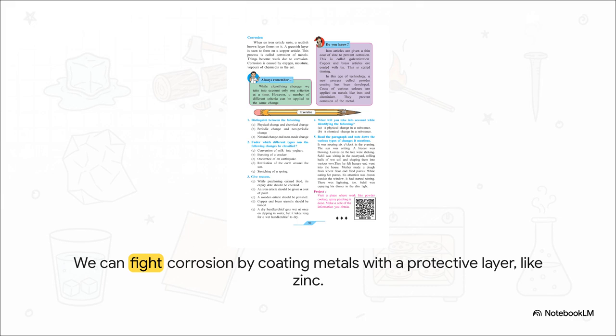One cool way is called galvanization. It sounds complicated, but all we're doing is coating the iron with a thin layer of zinc. The zinc basically acts like a bodyguard. It reacts with the oxygen and water first, sacrificing itself to protect the iron underneath. How cool is that? We're fighting a chemical change with another chemical change.